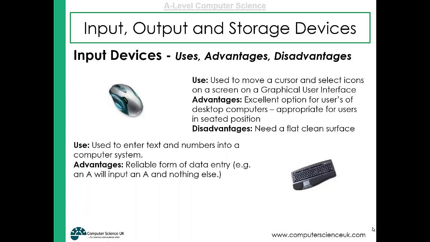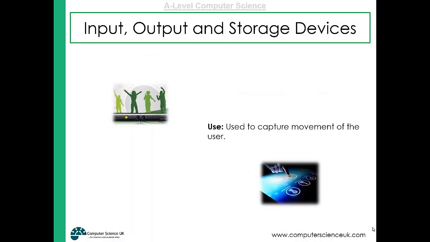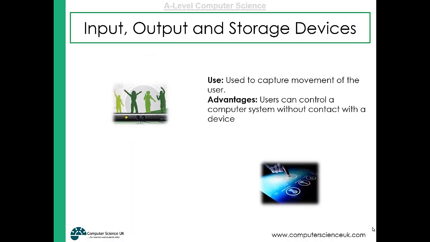Okay, a keyboard is used to enter text and numbers, different characters into a computer system. It's a reliable form of data entry, but relatively slow to enter text and numbers, prone to errors, and not good for users with poor dexterity. So a motion sensor is used to capture movement of a user. So users can control a computer system without actually having to have any contact with a device, so that can be really good. But gestures can be misinterpreted by systems. You need light as well.